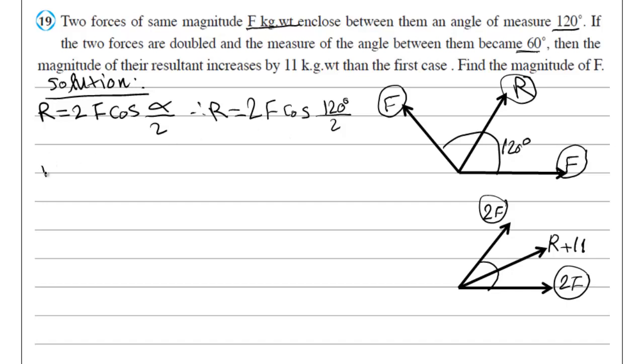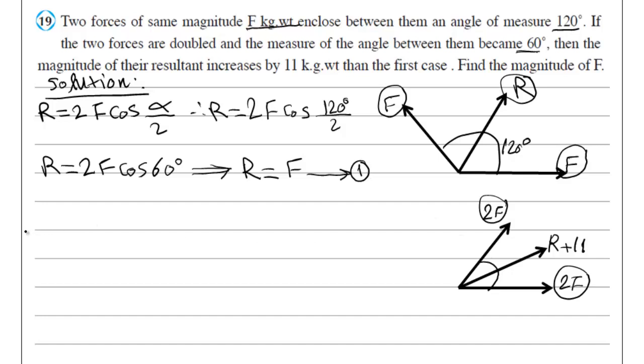So R equals 2F cosine 60, and cosine 60 equals half. That means R equal F.